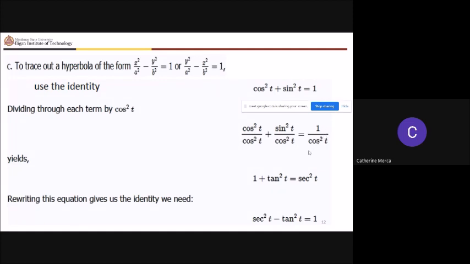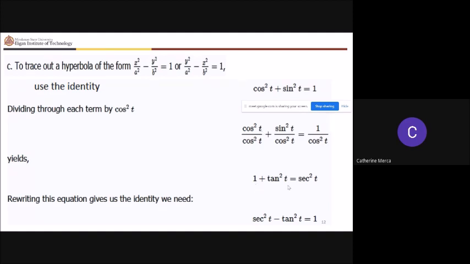1 over cosine squared t, you associate it with, and 1 over sine squared t is cosecant squared t. Sine squared t over cosine squared t is tangent squared t. Cosine squared t over sine squared t is your cotangent squared t. So this is the most basic, because you can divide both sides of the equation and come up with this equation.